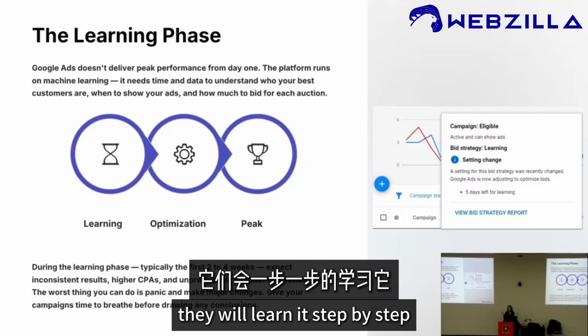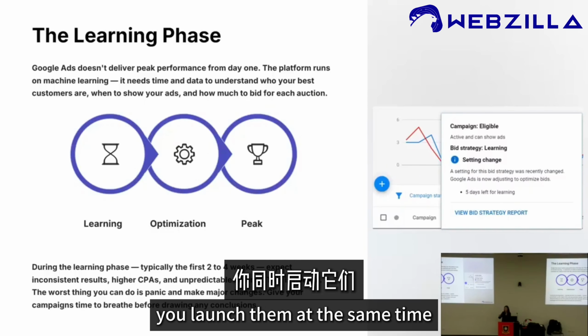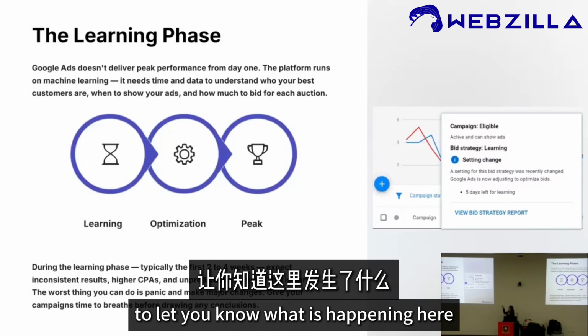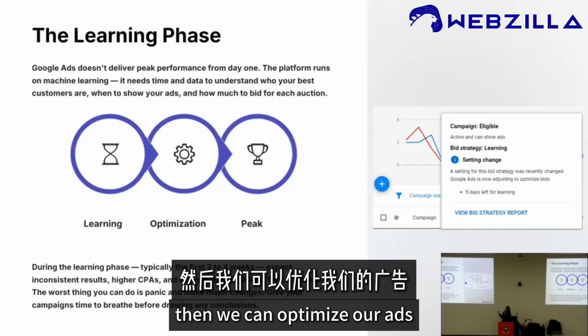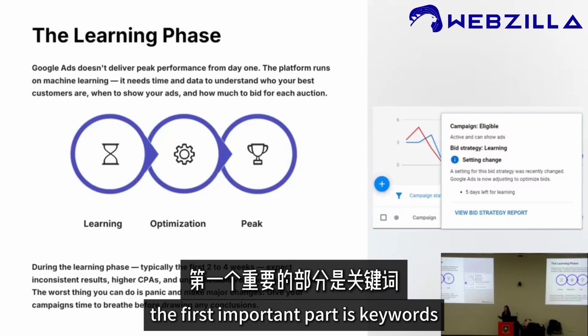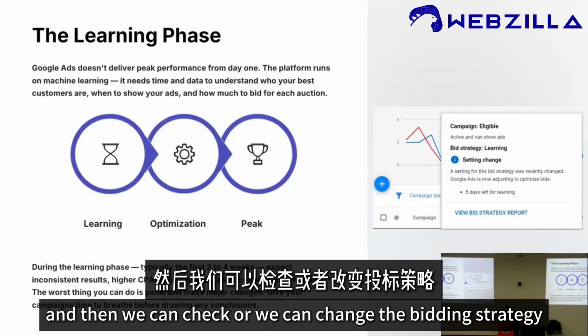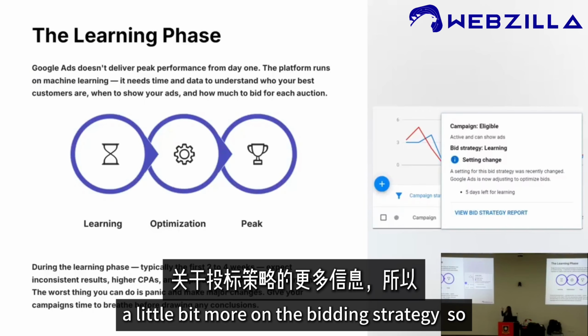They will learn it step by step, even if you launch them at the same time. Google will learn them step by step, so it gives you a notification here to let you know what is happening. After the learning period, we can optimize our ads. The first important part is keywords, the negative keywords, and then we can check or change the bidding strategy. I will introduce a little bit more on the bidding strategy.